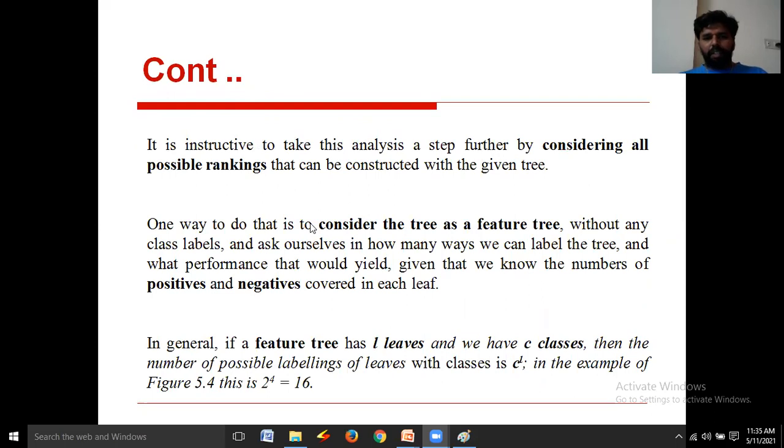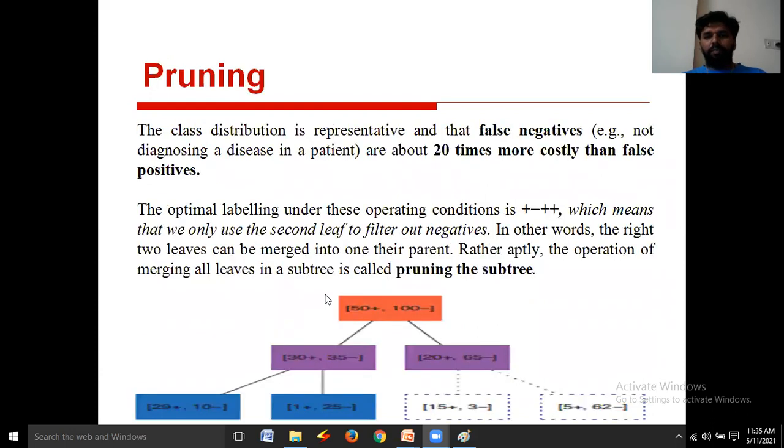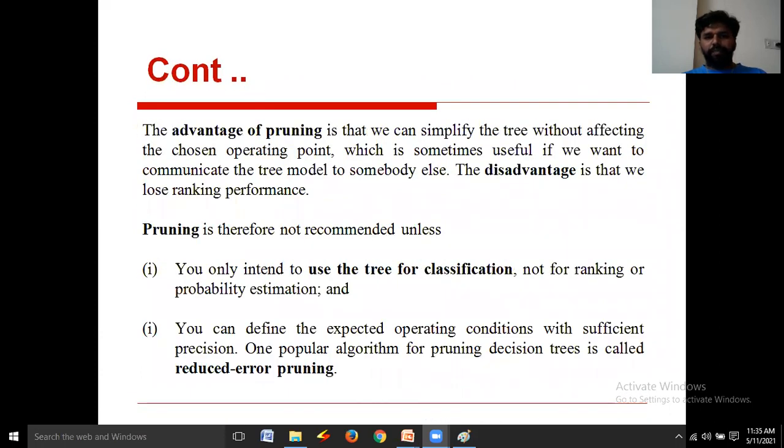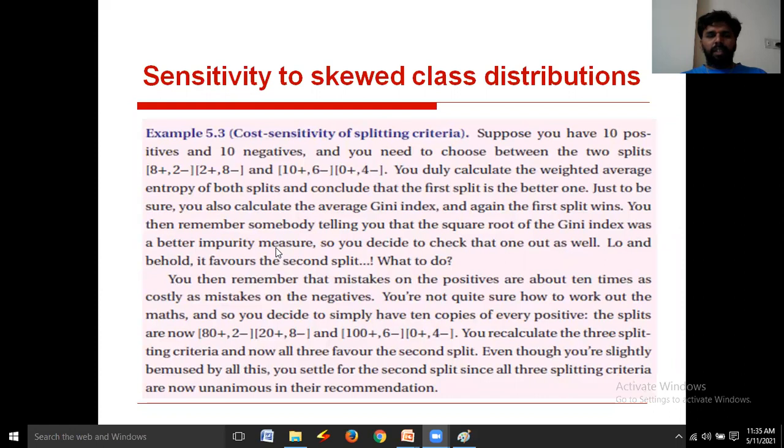And next one is constructing a ranking tree, constructing a probability estimator tree, and constructing a classifier. What we need to do to construct a ranking tree, a probability estimator, a classifier. And what is pruning? We already discussed the pruning concept. And the advantages and disadvantages of pruning we also discussed. And this is the pruning algorithm. And the last one is sensitivity to skewed class distribution.